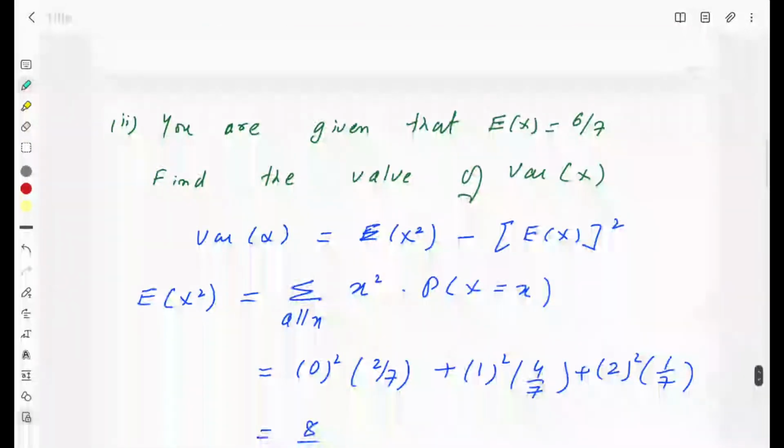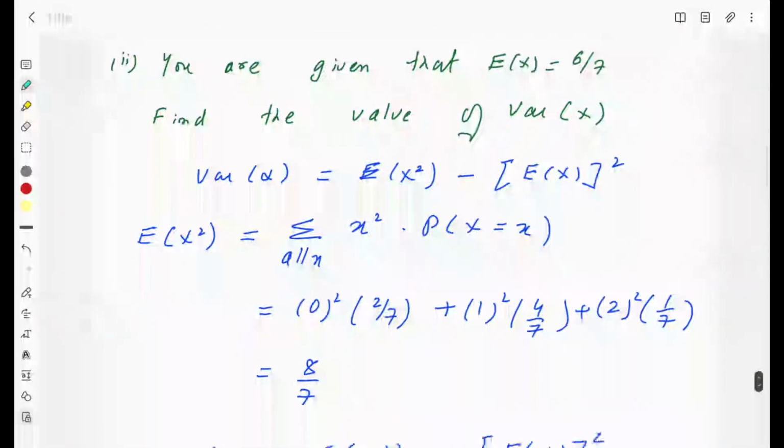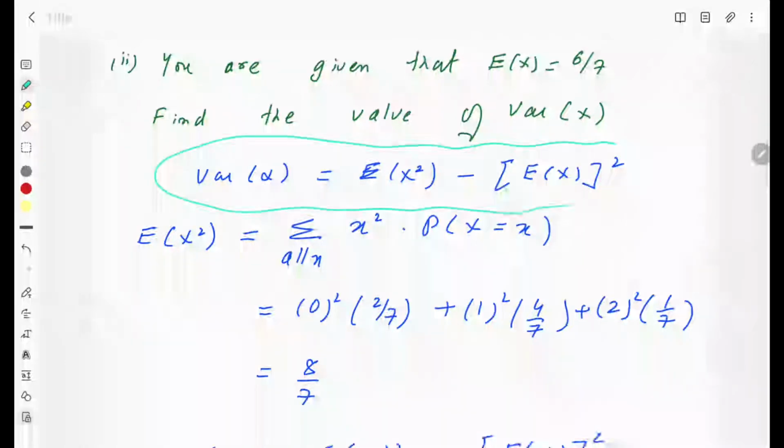Another part of this question is, you are given that the expected value of x is 6 over 7. Find the value of the variance of x. So the expected value of x is already given to you. For the variance of x, if you recall, the same formula: E(x squared) minus (E(x)) whole squared.